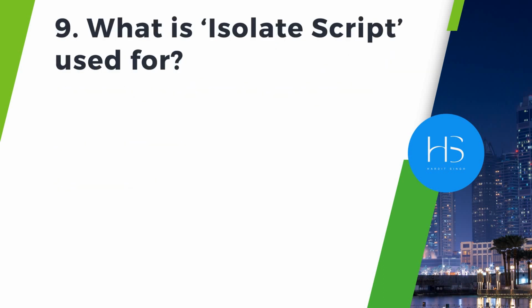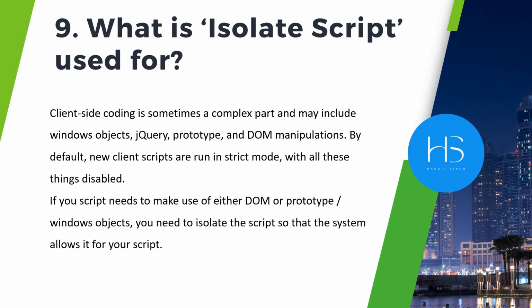The ninth one is what is isolate script used for? In ServiceNow, people have used DOM manipulations, jQuery or window objects, for example like window.open or document.getElementById. These are not the best practices recommended by ServiceNow. So you should not use those. That's the first thing. But if your script needs to make use of either DOM or window objects, you need to isolate script so that the system allows it for your script. For that particular script only, it will allow running these DOM manipulations.